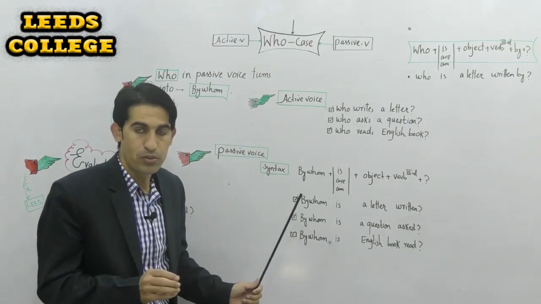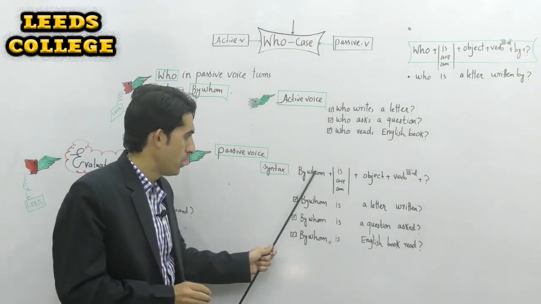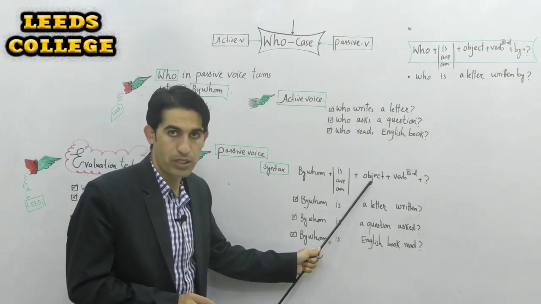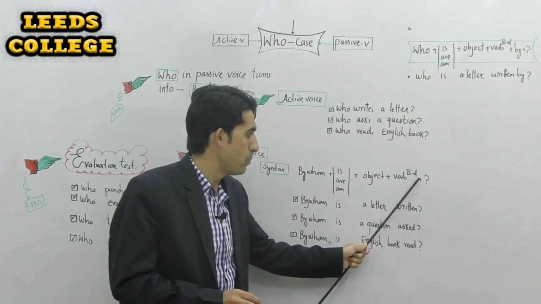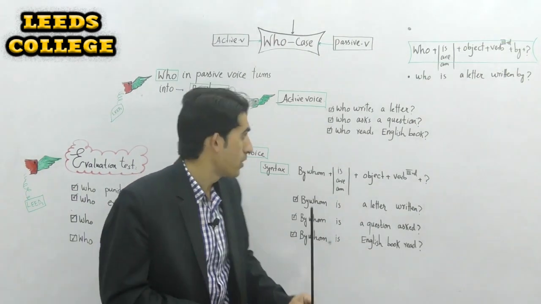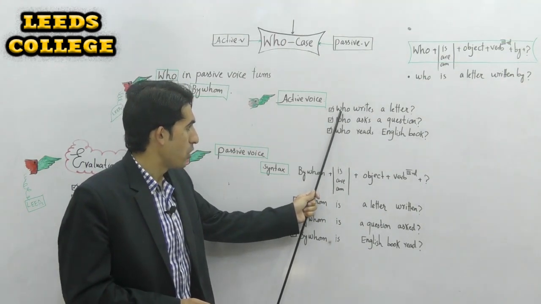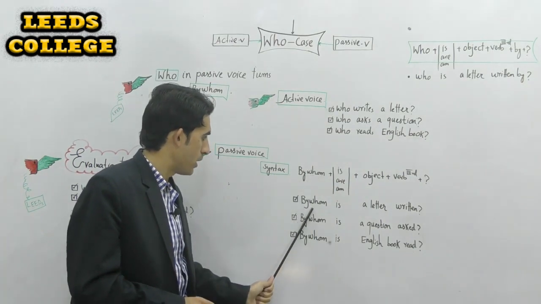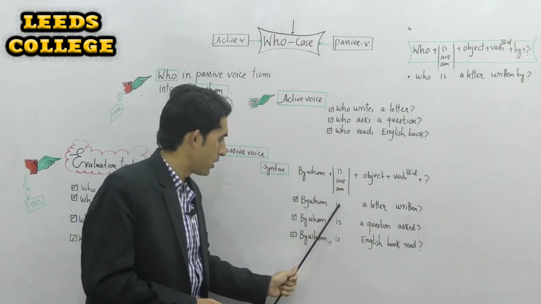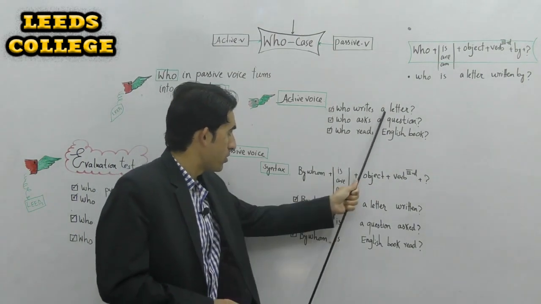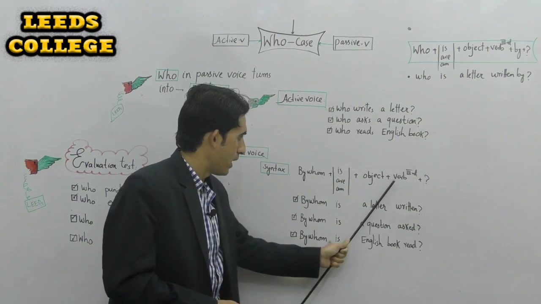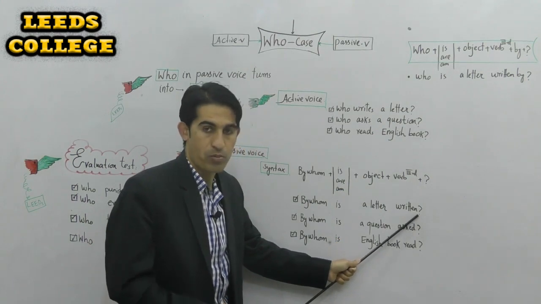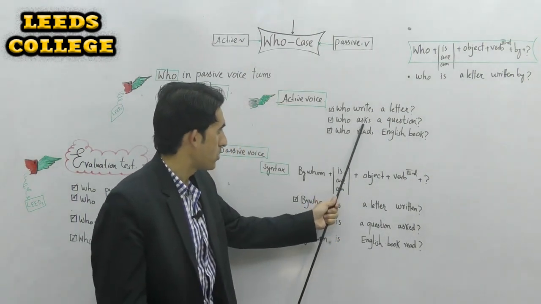The formula we follow in this case is: by whom will be directly followed by the auxiliaries is, are, am, then takes the object, and the sentence ends in the participle verb and the question mark. We are going to convert the first active voice, who writes a letter. According to the formula, first we begin the sentence with by whom. A letter is singular, so we use the singular auxiliary is, then the auxiliary is followed by the object, a letter, and then we have the past participle form, the verb's third form, and the sentence ends in the question mark.